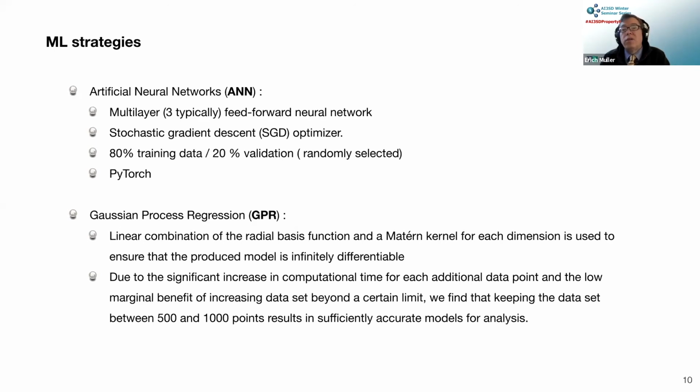What we did see, of course, and as it will become apparent later, is that the computational effort increased enormously for the Gaussian process regression. And so we tried to keep the number of data points rather small as compared to the artificial neural network. And that's an interesting point to highlight.